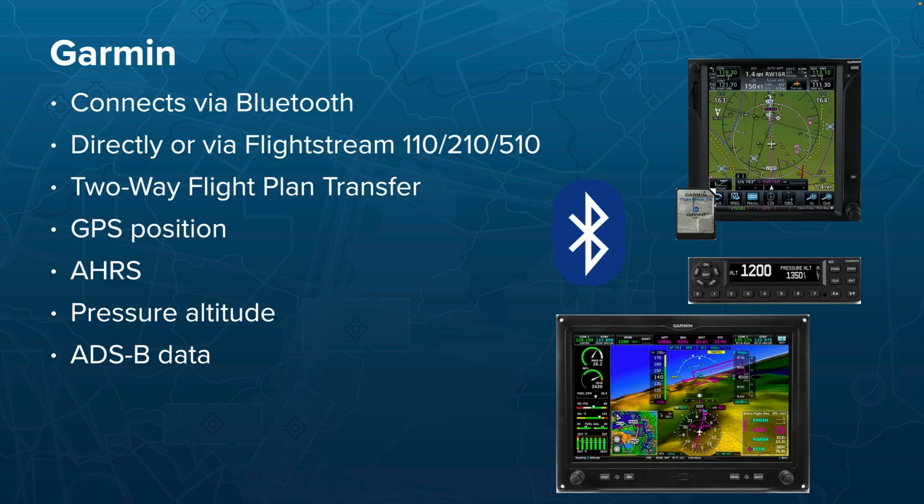ForeFlight Mobile connects to several Garmin avionics devices directly or through a FlightStream 110, 210 or 510 wireless gateway. Devices like the Garmin GTN series, Garmin 500, 600 or Garmin 1000 NXi require a Garmin FlightStream 510 SD card, which can be purchased from a Garmin dealer or avionics shop. The Garmin GTX 335, 345 transponders or the Garmin GTX 3X Touch have built-in wireless connectivity. For legacy Garmin 1000 systems, there's no option available for getting wireless connectivity.